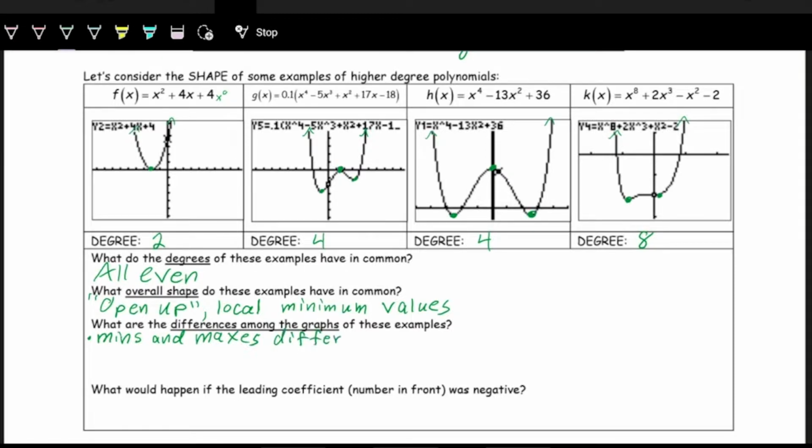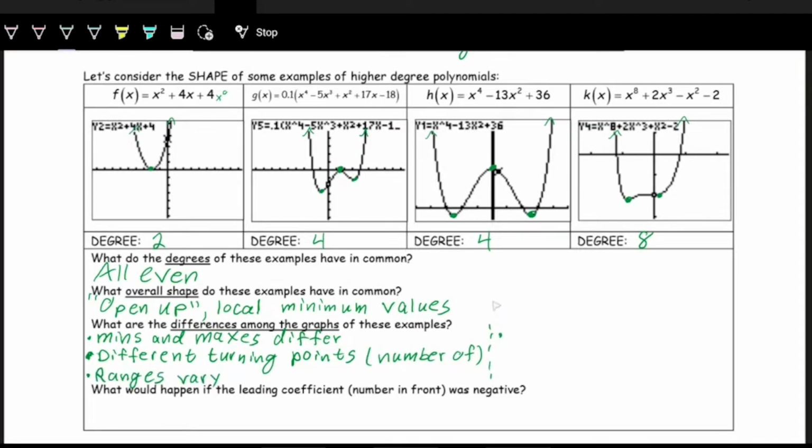differ. And because there are different minimums and maximums, and some have maximums, some don't, we can say that there are more or less intervals of increasing and decreasing, or those changes in the slope. So you can say there are different turning points, or a different number of turning points. They also have different ranges.